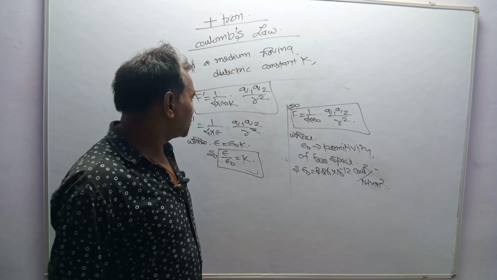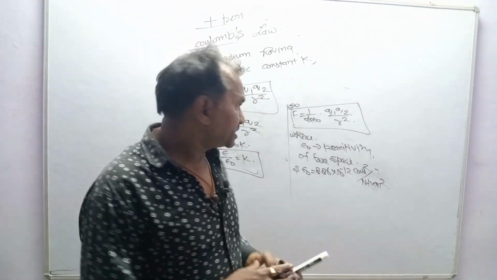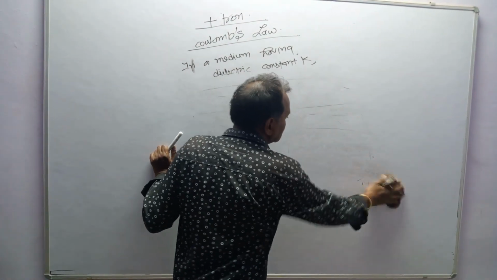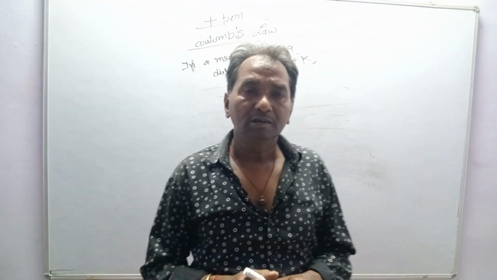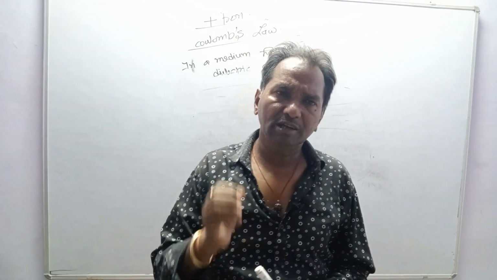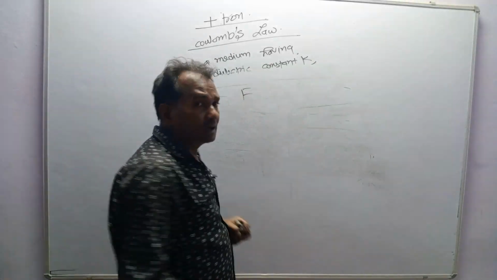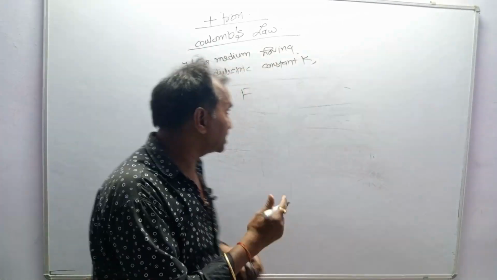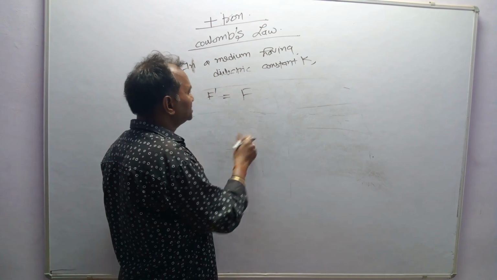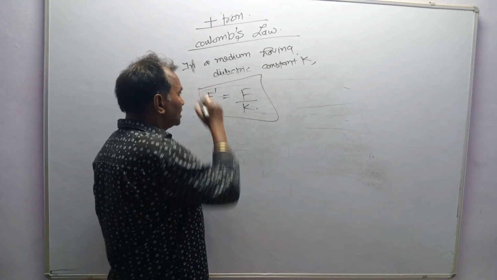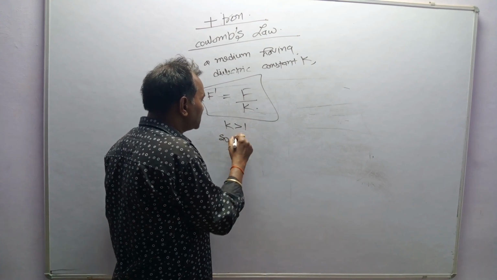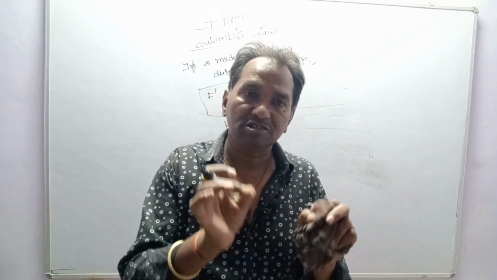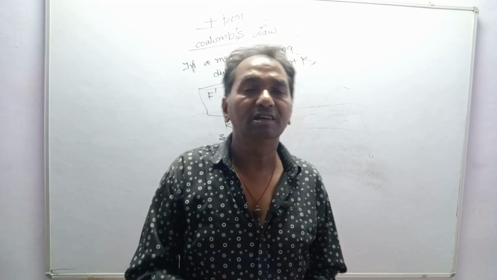Now, epsilon upon epsilon naught is equal to K. A simple question: if in air two charges are kept at distance r and the force acting is F, and the same two charges are kept in a medium at the same distance, then that force F dash is equal to F upon K. Since K is greater than 1, F dash is less than F, which means the force acting between the two charges is reduced when they are kept in a medium.